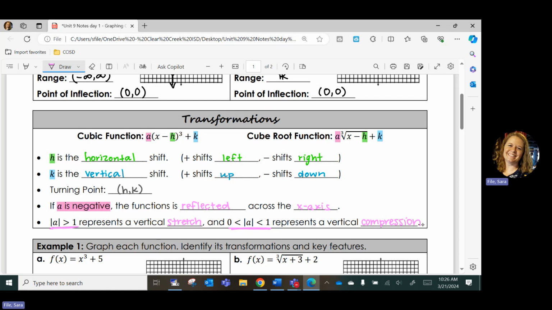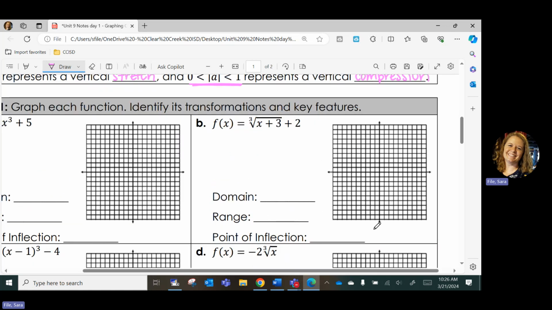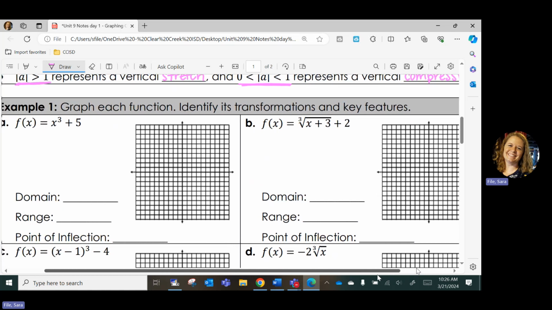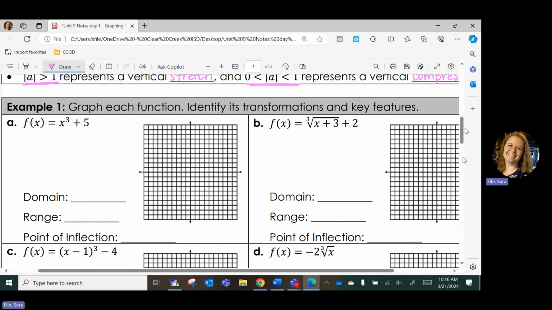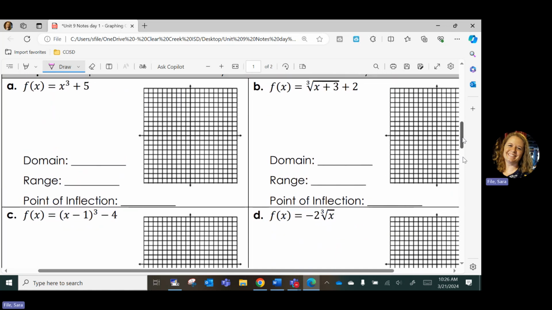All right, so everybody recalls our transformation rules, right? All right, let's put it all together. The parent functions that we're starting with and our transformation rules that we just reviewed. I will do A with y'all here. So we've got a cube function first. The first thing I want to do is identify A, H, and K.